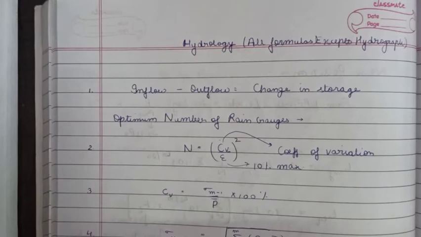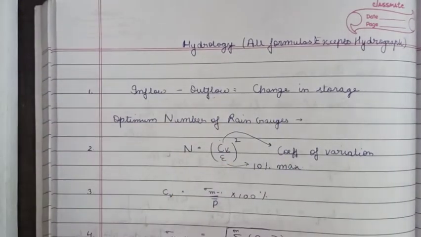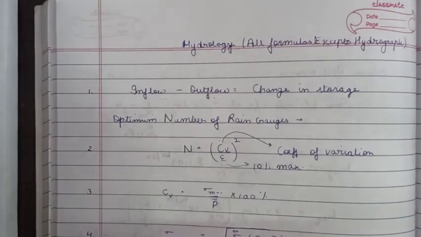Today we are going to discuss all the topics and all the formulas of hydrology except the hydrograph. The first formula goes as inflow minus outflow is equal to change in storage. In any pond or reservoir, if we need to find out the change in storage, then we are going to calculate the inflow and the outflow and then subtract outflow from inflow to get the change in storage.